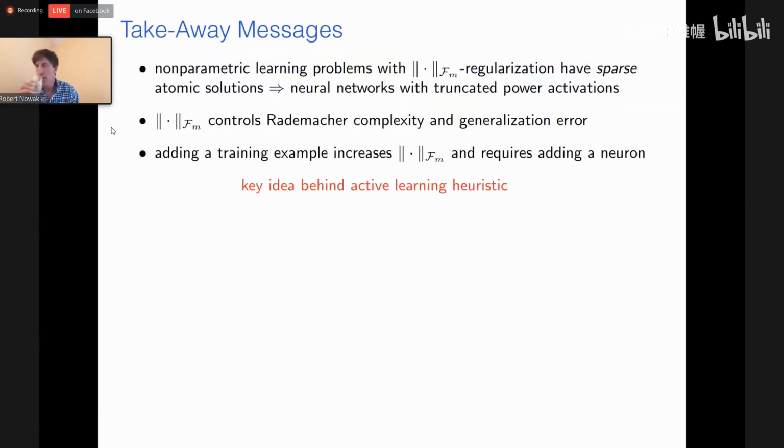So, almost finished here. What are the takeaway messages? First of all, nonparametric learning problems with this F-norm regularization have atomic solutions. The atoms are neurons, and the overall solutions are finite width neural networks with truncated power activations. The F-norm controls the Rademacher complexity, hence the generalization error of those neural networks. And adding a training example increases the norm and requires adding an additional neuron. That's the key heuristic that we used in our active learning algorithm.